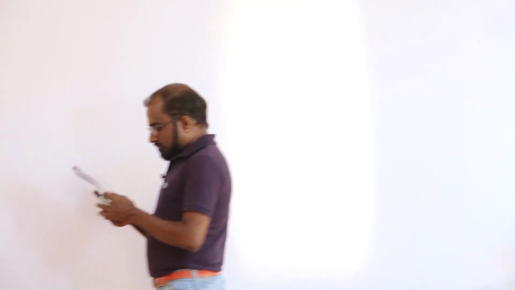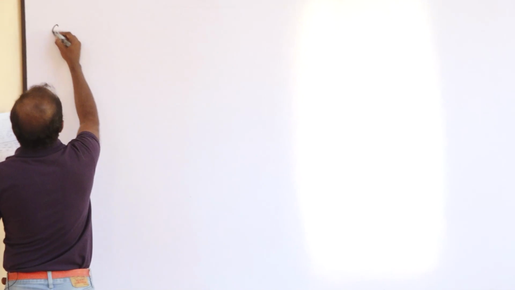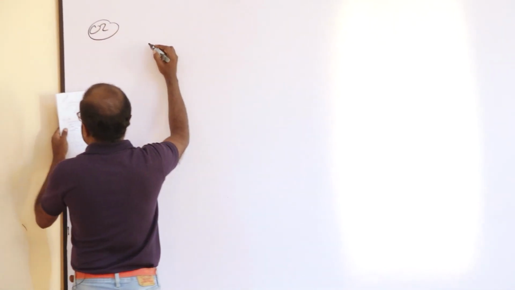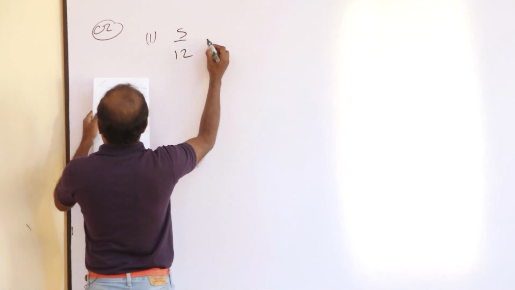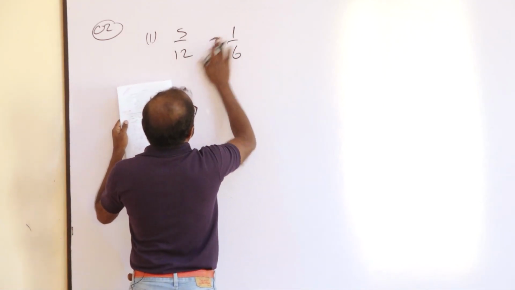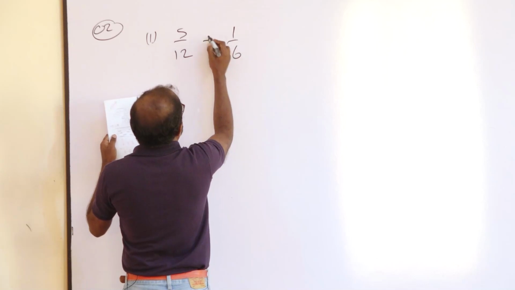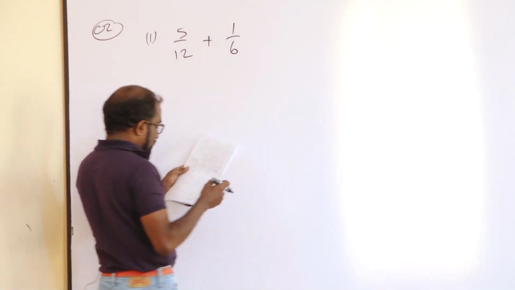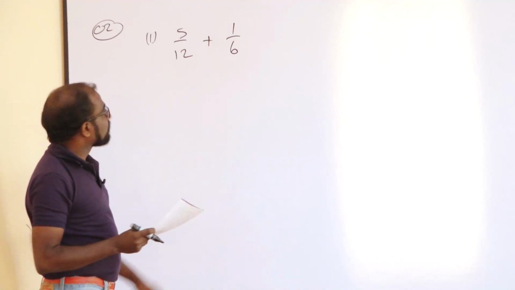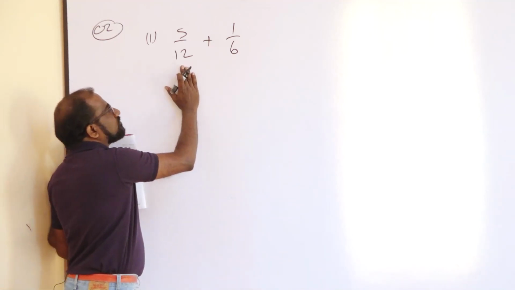Right, children. Question number 2. Right, first one. 5 over 12 plus 1 over 6. Again, grade 5 fractions. Right? So, what is the first step we shall do?